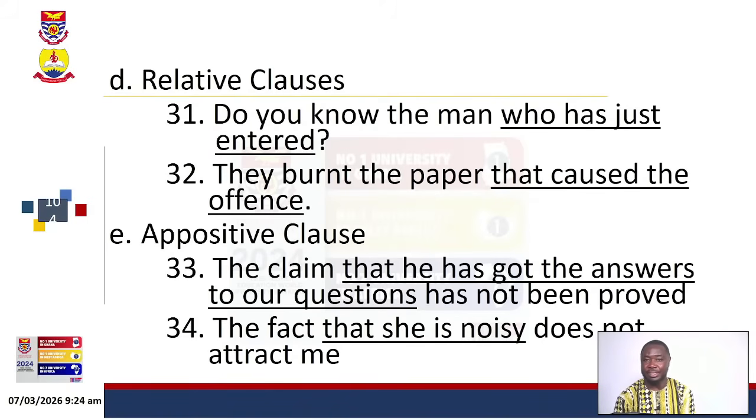The claim that he has got the answers to our questions has not been proved. The fact that she is noisy does not attract me. Here, the appositive clauses are post-modifying the general nouns that are stated. In 33, that he has got the answers to our questions is post-modifying the claim. In 34, that she is noisy is post-modifying the fact.